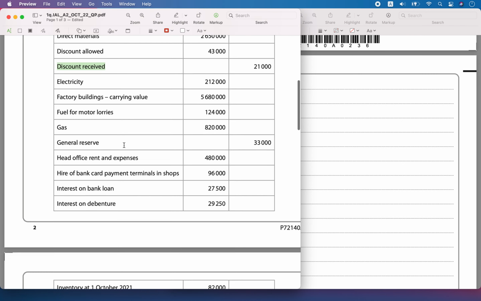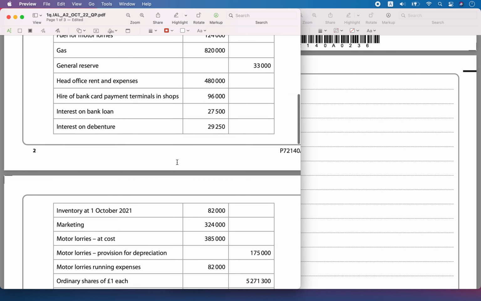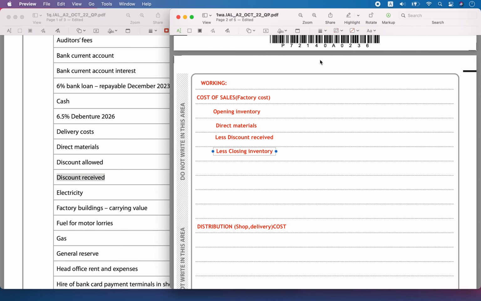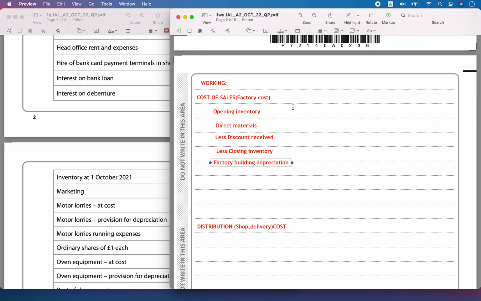Then you have the factory expenses. They have a factory and they have also used ovens, two things they are using. So you will have to calculate the expenses incurred for these, and we can see that the factory depreciation and oven depreciation will happen, because you are using the factory building. Factory building depreciation, then oven equipment depreciation.